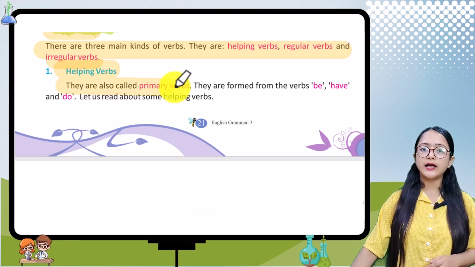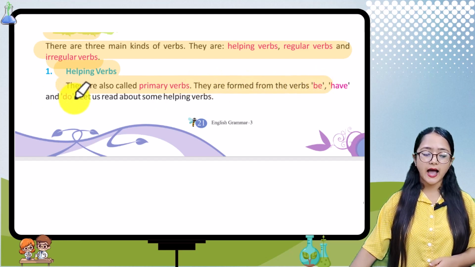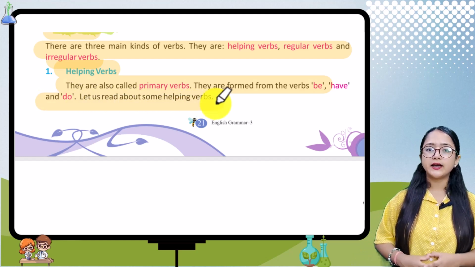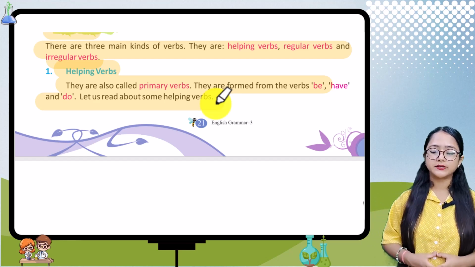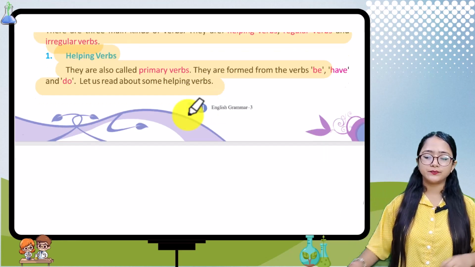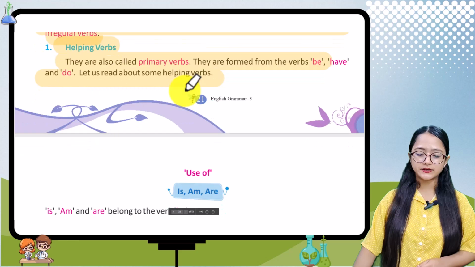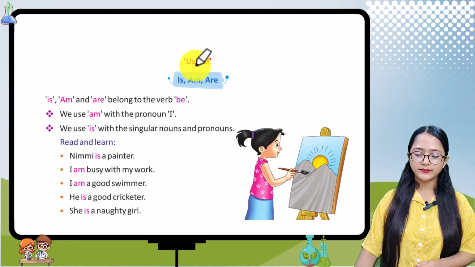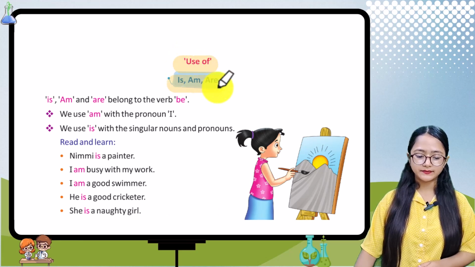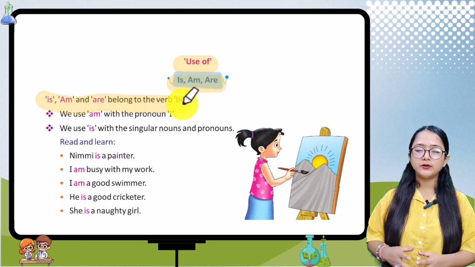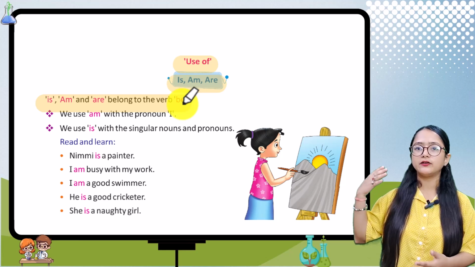Helping verbs are also called primary verbs. They are formed from the verbs be, have and do. Let us read about some helping verbs. The first sub point is the use of is, am, are. Is, am and are belong to the verb be, which comes in the category of helping verb.